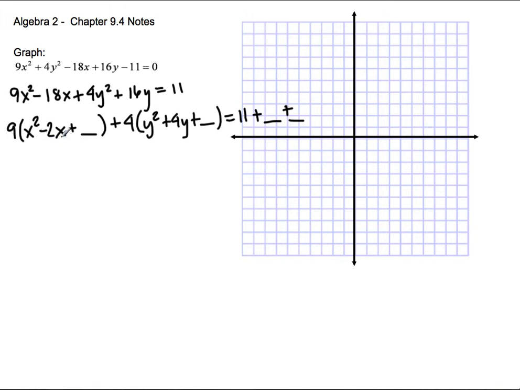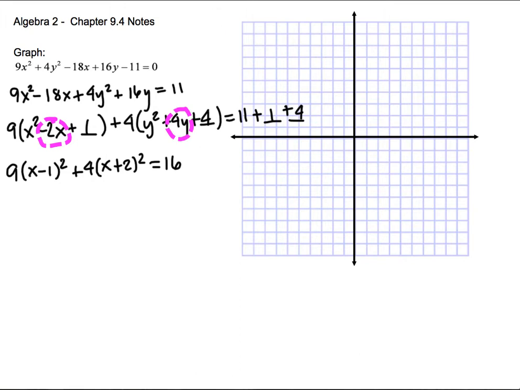And half it, square it, add it, darn it. And so when I take half of this middle term, this is where we're halving, is this guy right here. So when I half that guy, I get -1 squared is 1. And then half of 4 is 2, squared is 4. And so I'm going to end up with 9 times x minus 1 squared plus 4 times x plus 2 squared equals, what is that, 16?